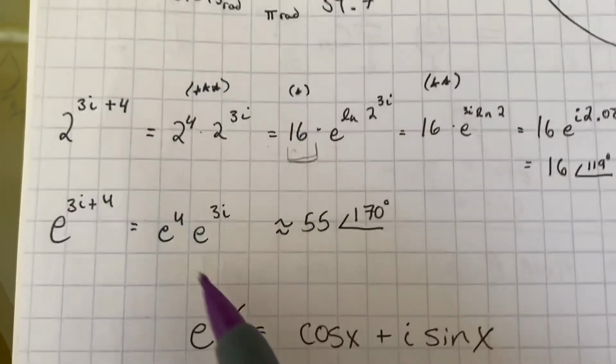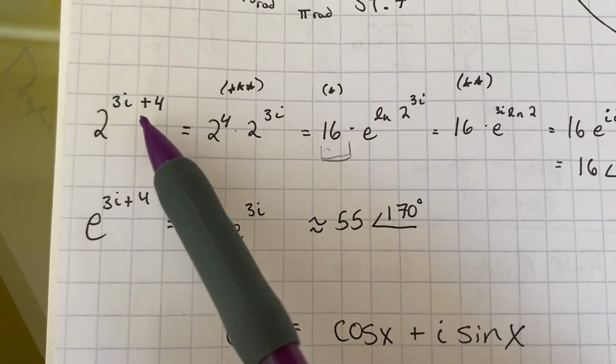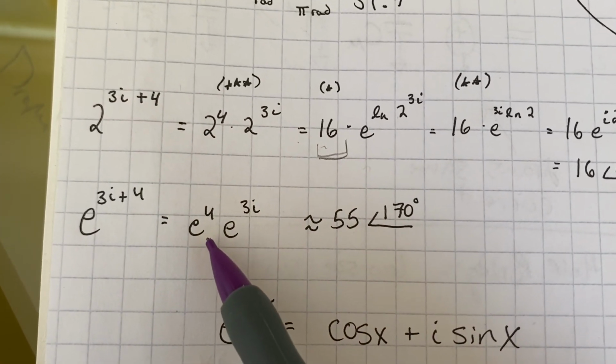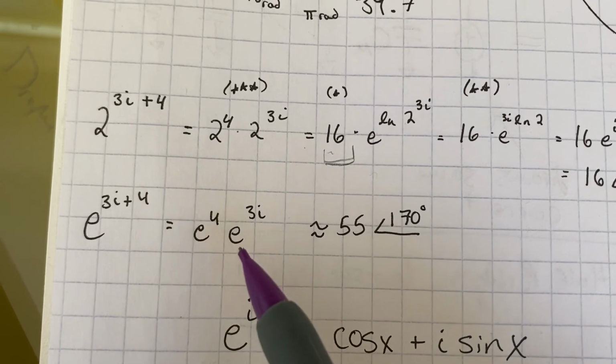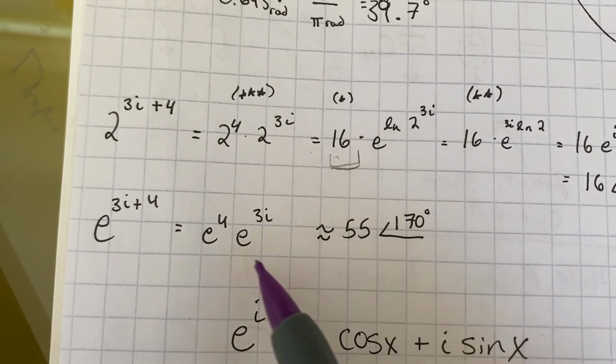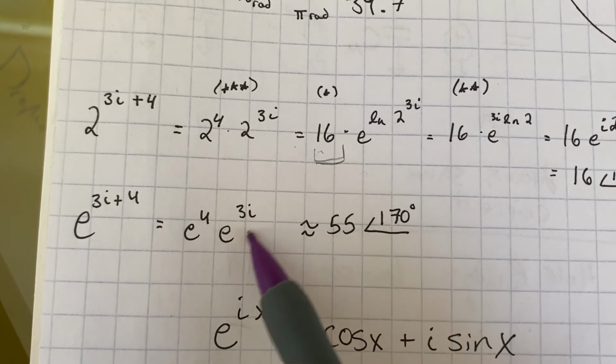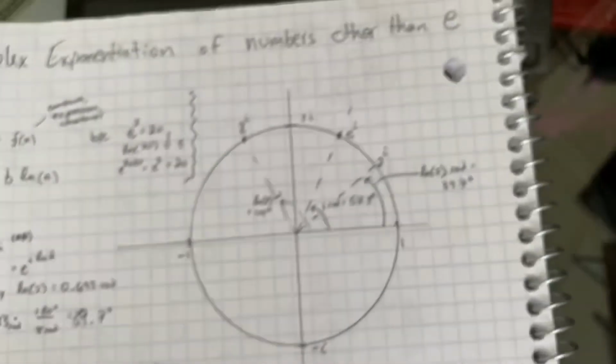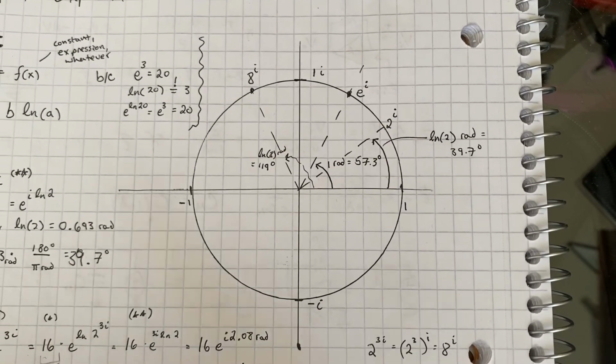So conversely, if we were to have a nice base of e for this exponent, we could quickly find that it's e to the 4, which is just some number close to 55, with a rotation of 3 radians, which is about 170 degrees. All right, and that's why it's convenient to have e as a base.